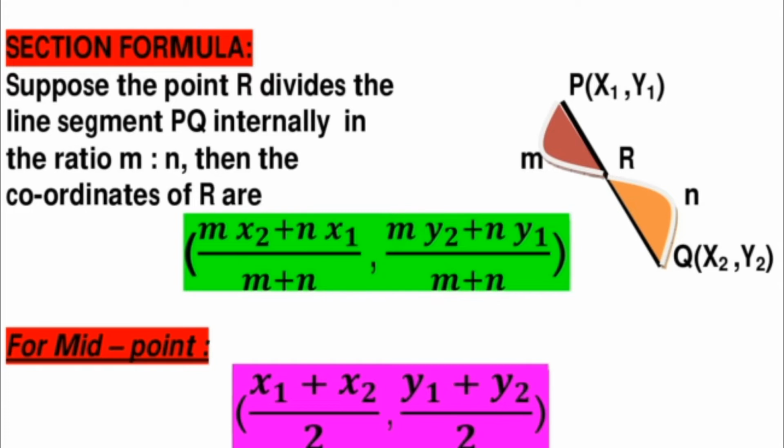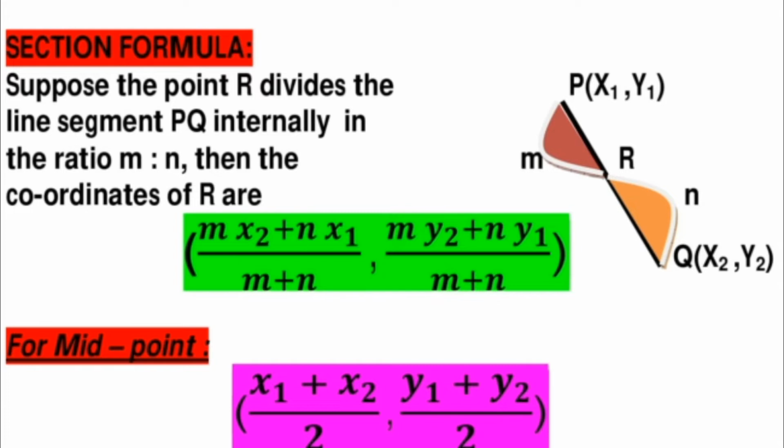Suppose R divides the line segment PQ in the ratio of m is to n, then the coordinates of R will be (mx2 plus nx1) by (m plus n) and (my2 plus ny1) by (m plus n).